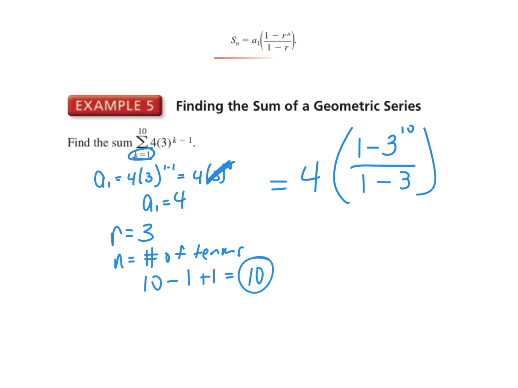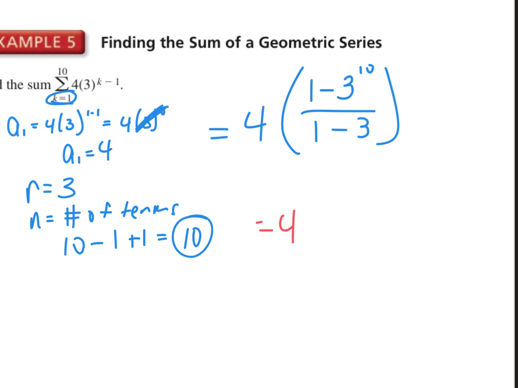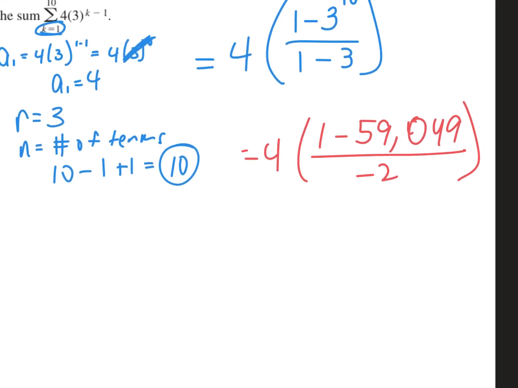So I would take the time to simplify step by step. The first thing I would do is I'd say 4 times 1 minus. What is 3 to the 10th power? It's a big number. 59,049. You guys get that? 59,049. Over, what's 1 minus 3? Negative 2. Did you get the same thing or no?